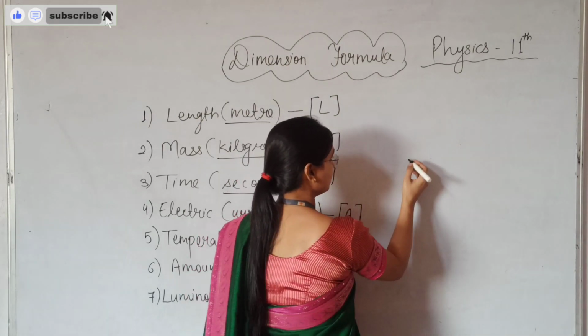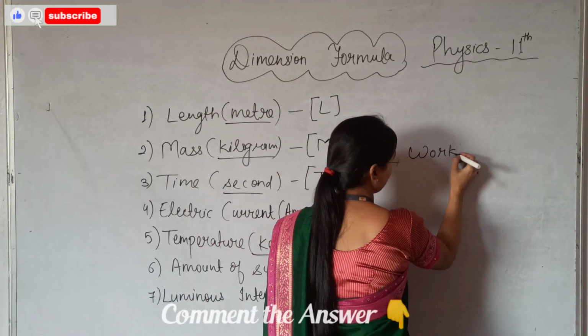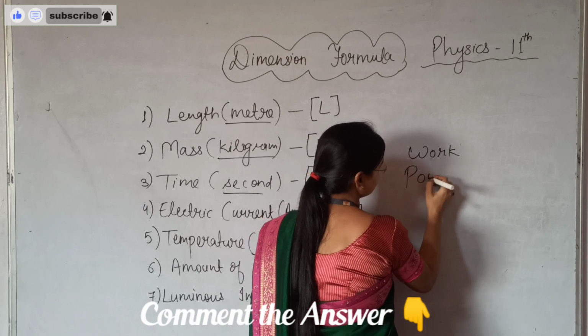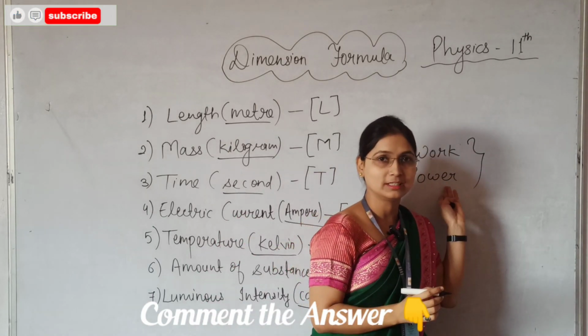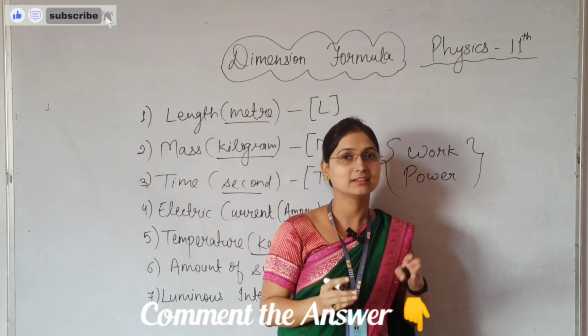So I will give you a homework. You have to find the dimension formula of work and power. And you have to tell the dimension formula of work and power in the comment section.